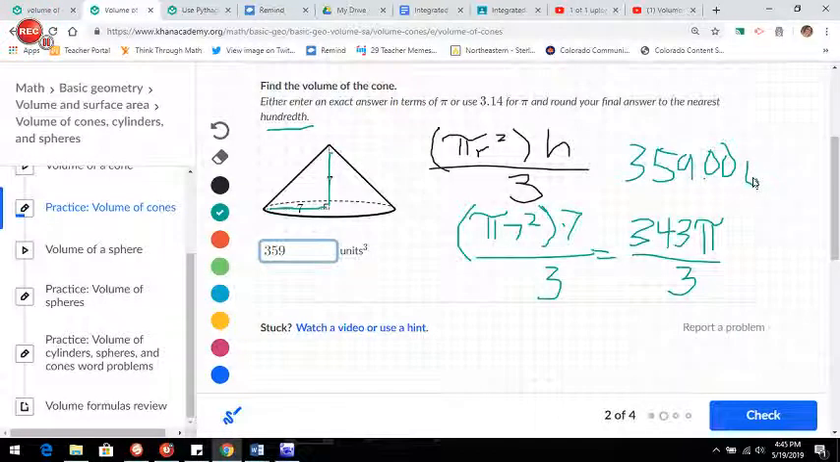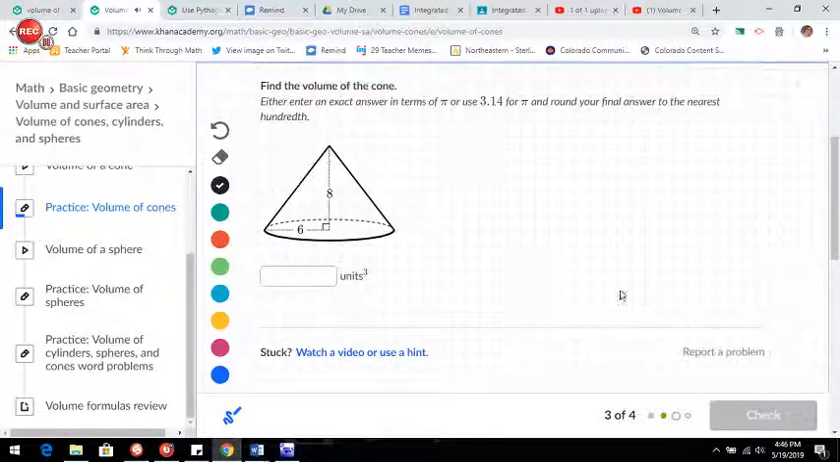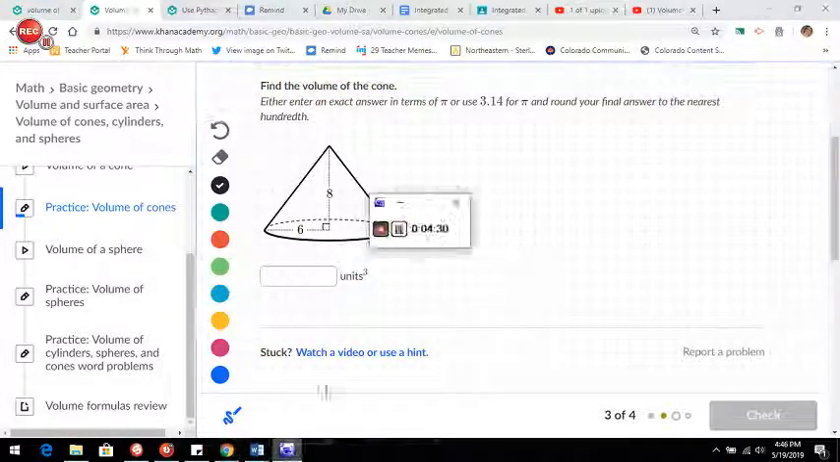0.006. So the hundredth space would be right here. So that's what I look at, and I look at the number that follows it. So this is going to go up to a 1. So 359.01. Okay, so I think you should be able to get through that exercise.